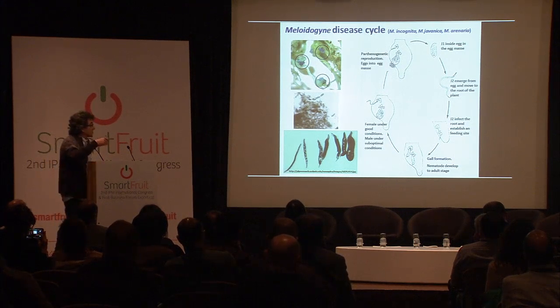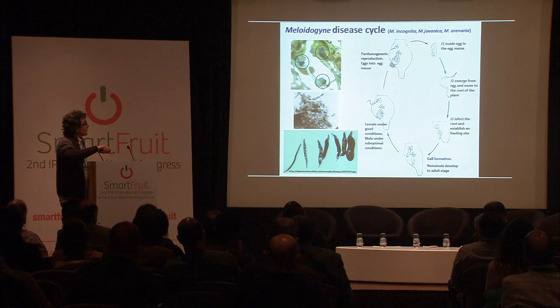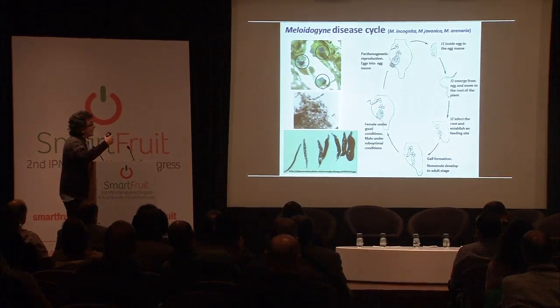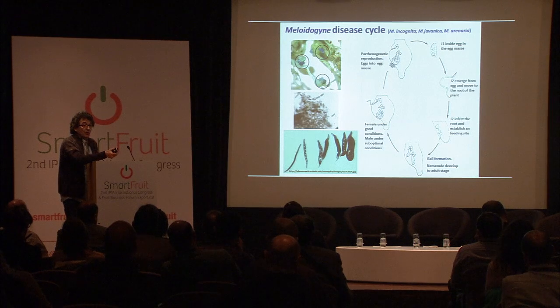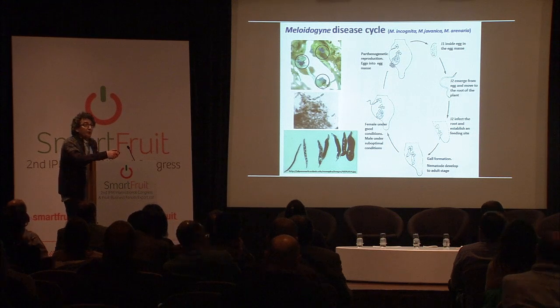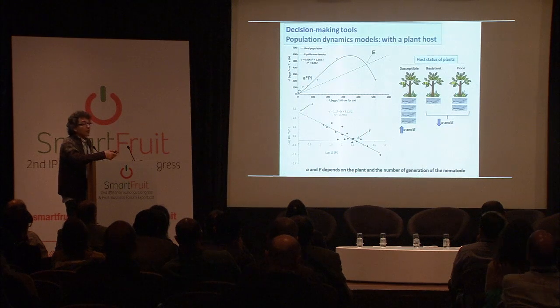juvenile that comes out. It establishes infection, transforms cells, and then there are 3 successive changes until it reaches its adult stage. And sex is influenced by environmental conditions. It's female when conditions are favorable and male when conditions are unfavorable. And that's an element that can be used to control populations. They have parthenogenetic reproduction, so the females don't need the males, and they can lay from 200 to 1,000 eggs.